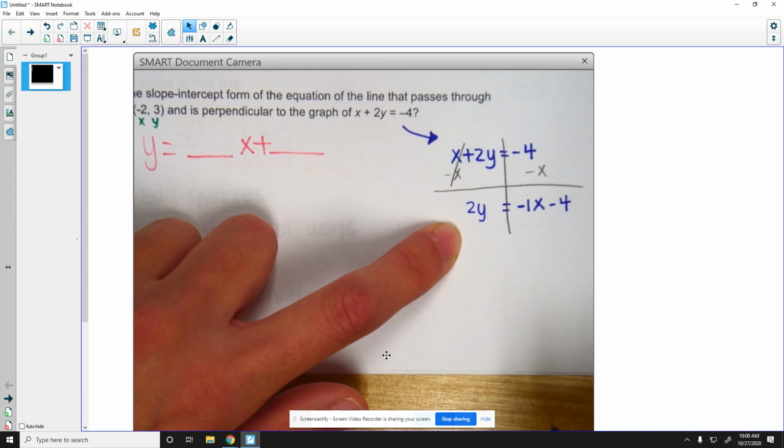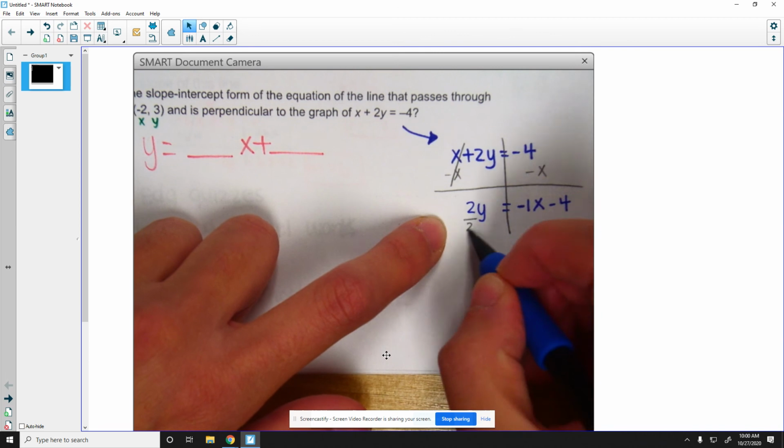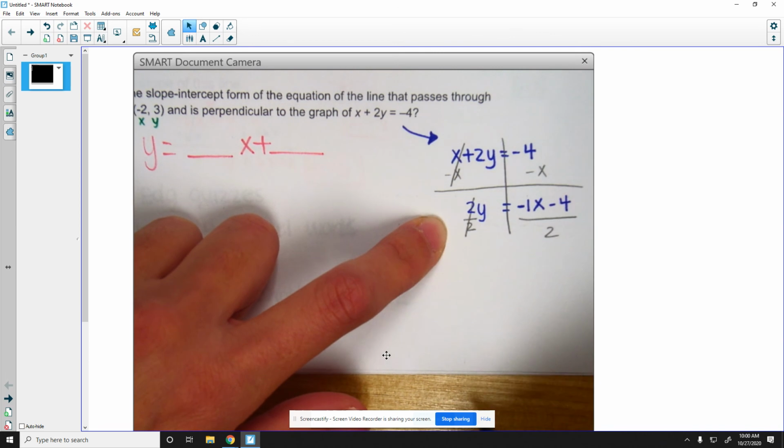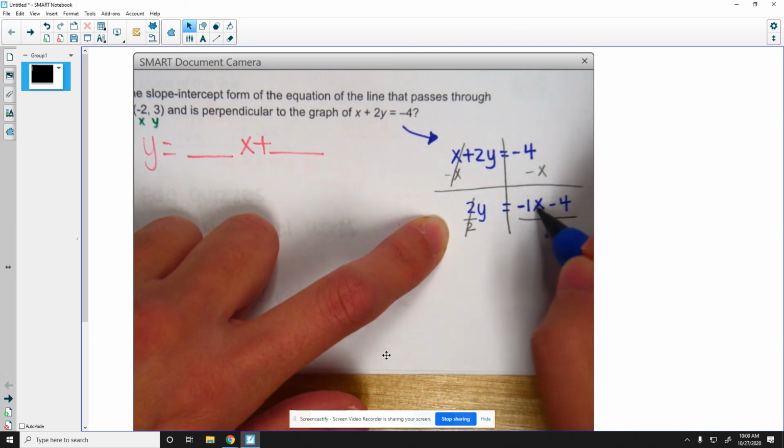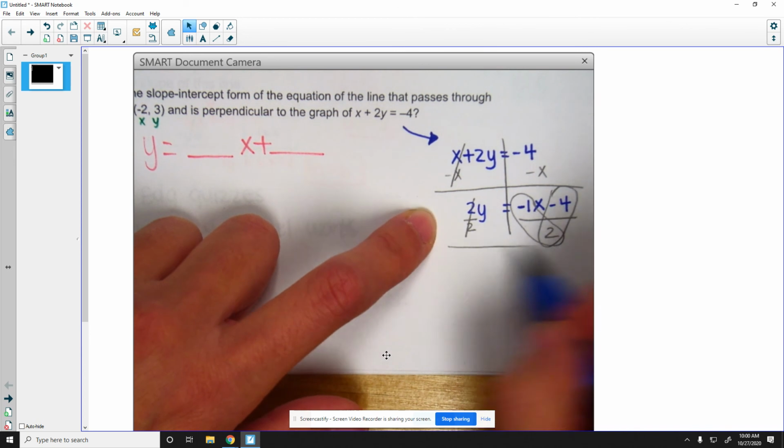Okay, someone other than Luke, what's the next thing I need to do then? Emily? Divide the entire equation by 2. Yes, divide everything by 2 because 2 is still on the same side as y. So that gets divided by 2. That gets divided by 2.